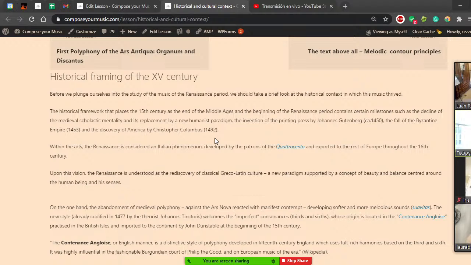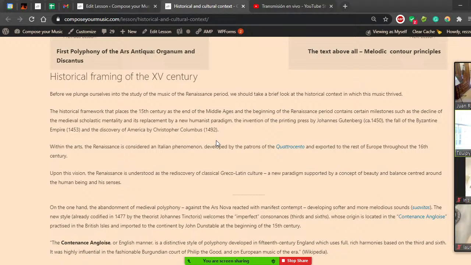Okay, fantastic. So we're going to have an introduction to Renaissance art, but a little bit from the historical and cultural perspective first. So it's not going to be a long lesson, but at least we are going to introduce a little bit more into this music.